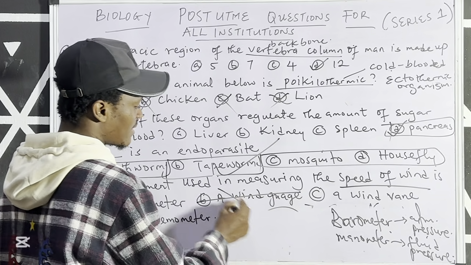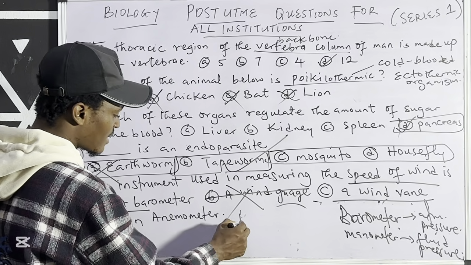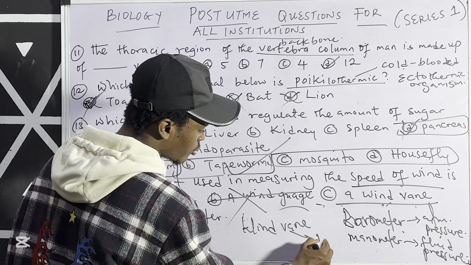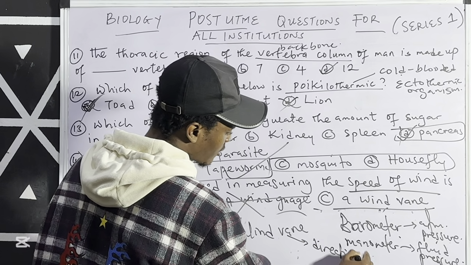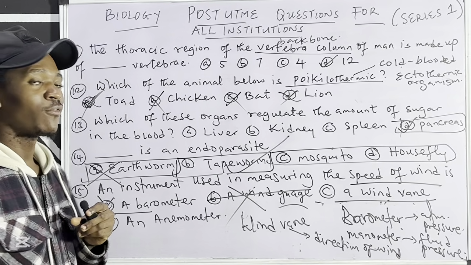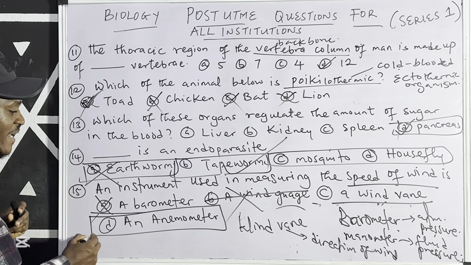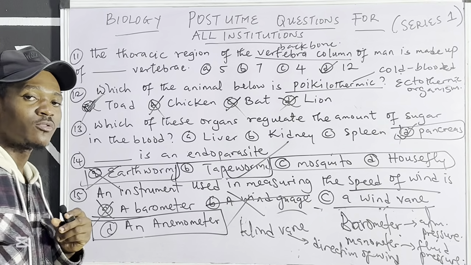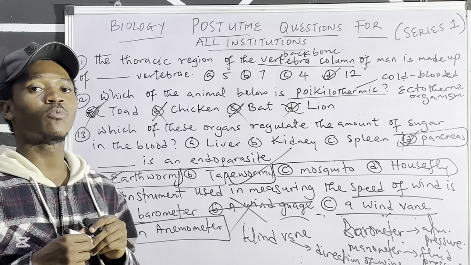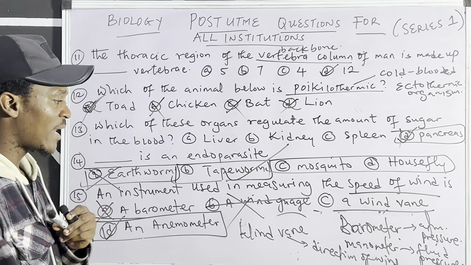Wind gauge, I've never seen this, it does not exist. Then a wind vane exists. But one thing that you need to know is this: wind vane is used for measuring the direction of wind. Take note of that. Direction of wind is being measured using this wind vane. Then the speed of wind is measured using an instrument called anemometer. So this is what they use in the measurement of the speed of wind. So not the direction. The direction is measured using wind vane, then the speed is measured using anemometer.